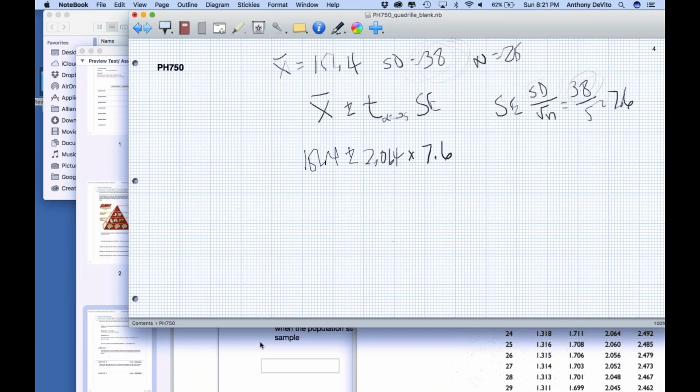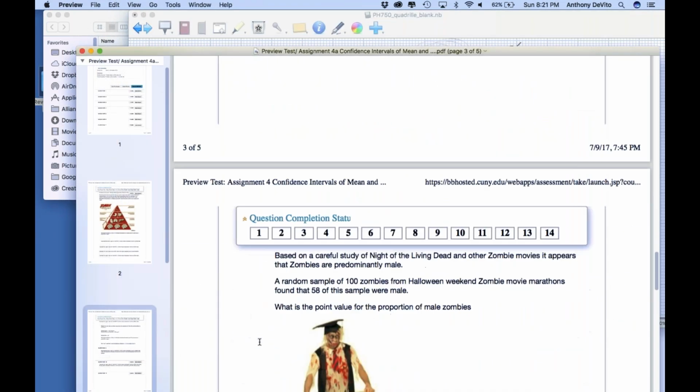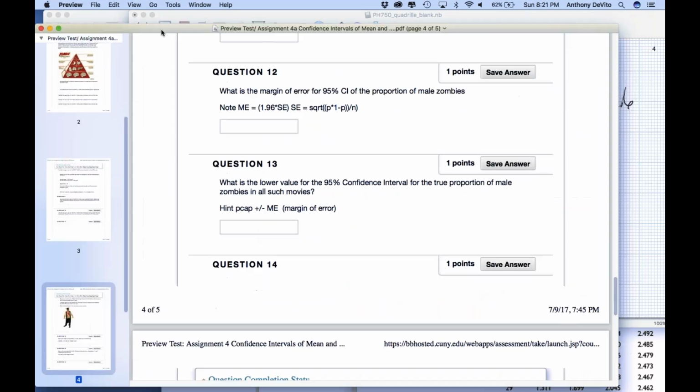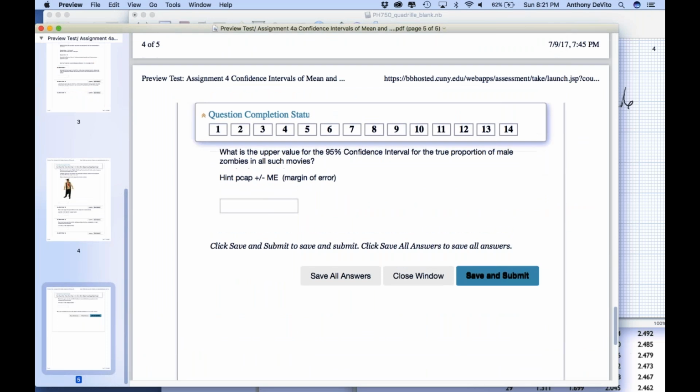Okay, so let me see what else we got on that. Trying to remember, was there any other problems on this particular homework that were an issue? I don't think there were.